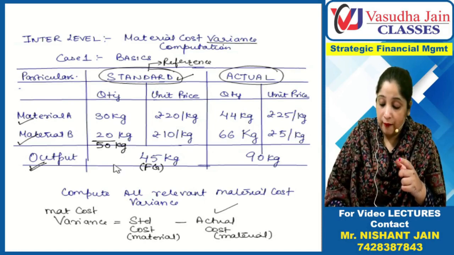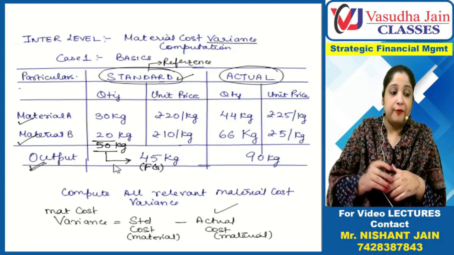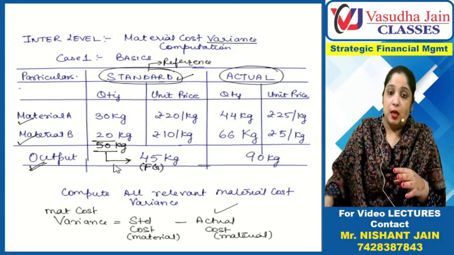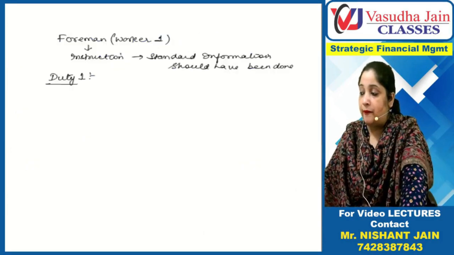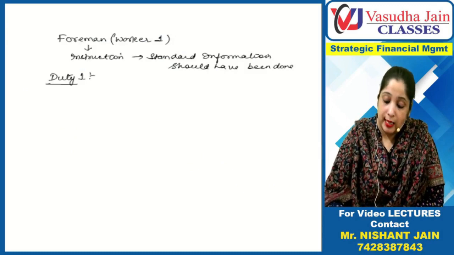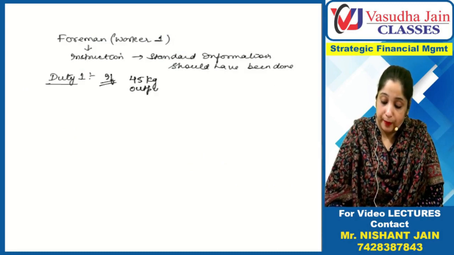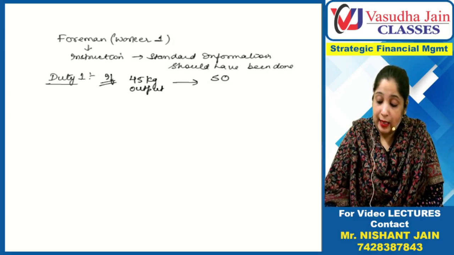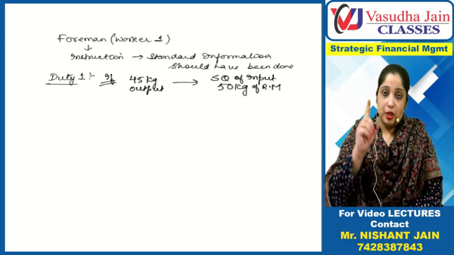I said a total of 50 kg should be used by you if you want to produce how much? 45 kg of finished goods. So I told my foreman that the first instruction you have to follow is, if you produce 45 kg of output, then for that standard quantity, the input raw material should be 50 kg. This is your first instruction.